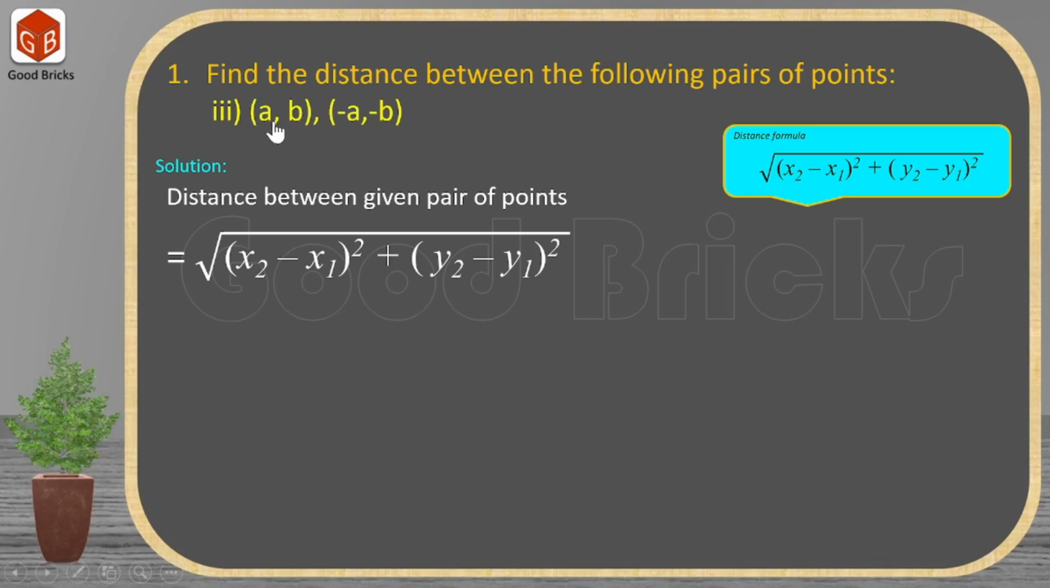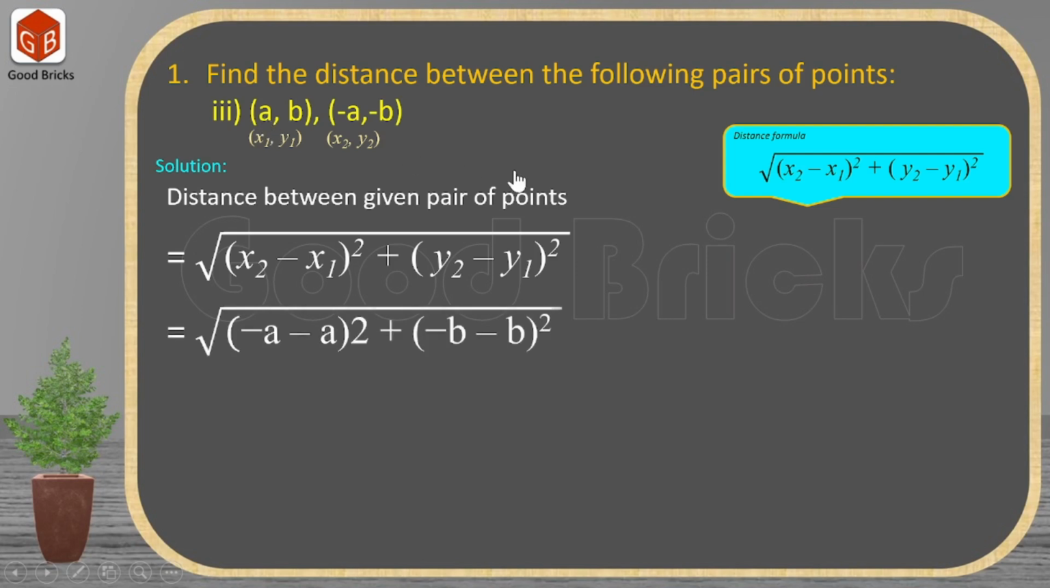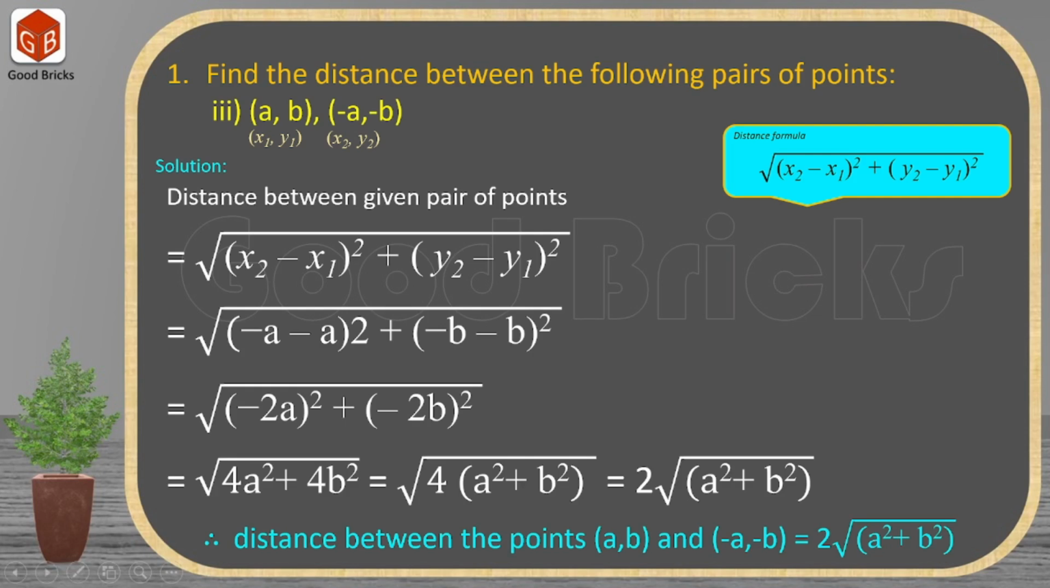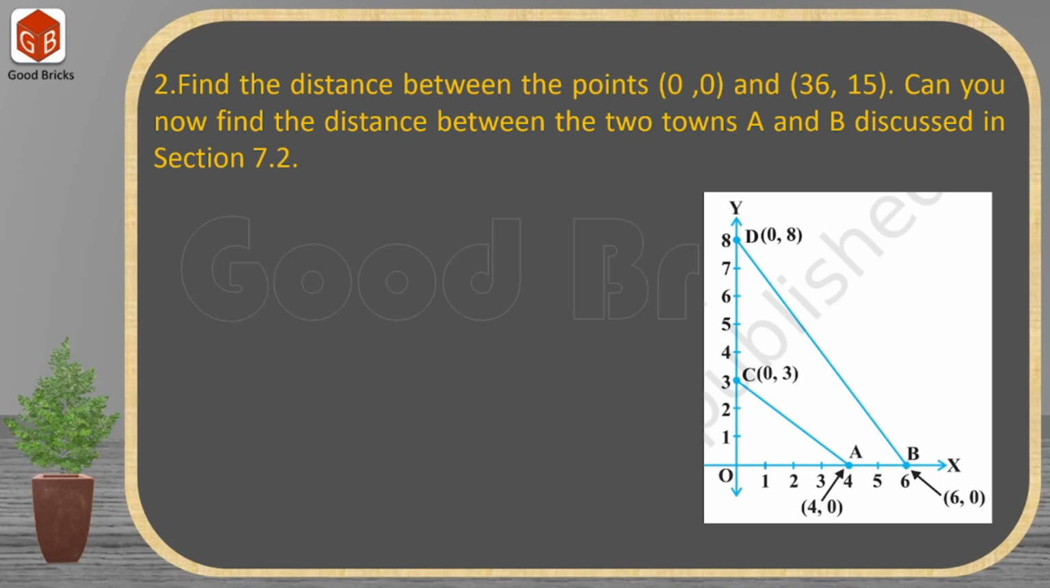Now we have the third part in this first problem and we need to find the distance between these 2 points using this distance formula. So in place of x2, we will be putting minus a. In place of x1, we will be putting a. So when you substitute these values, we can write as shown here on the screen. After that, when you simplify, you will get the distance between these 2 points as 2 into root of a square plus b square. Let us now solve problem 2.